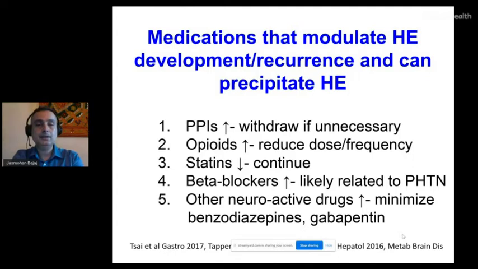But there's going to be a lot more evidence in patients with decompensated cirrhosis that a higher dose of statins can be associated with rhabdomyolysis. So you've got to be very careful about this.